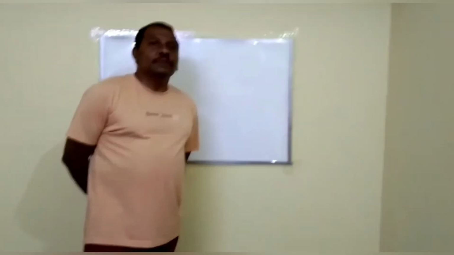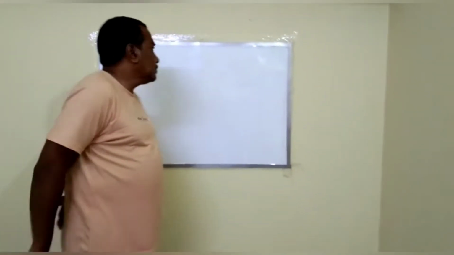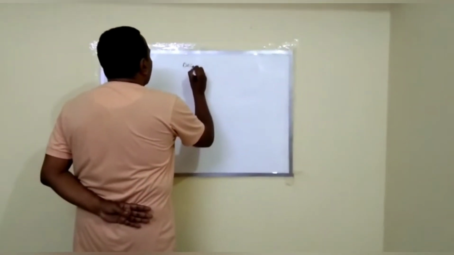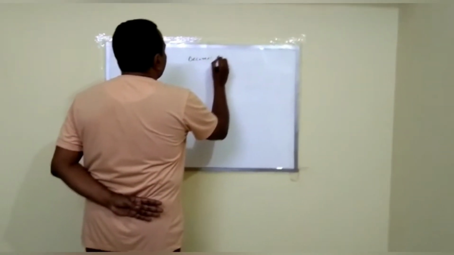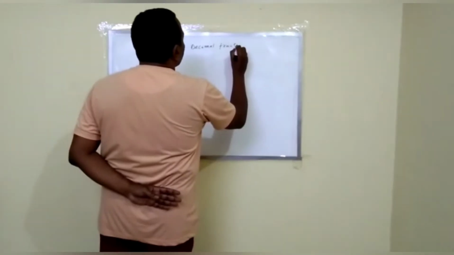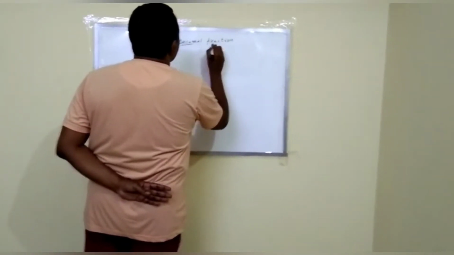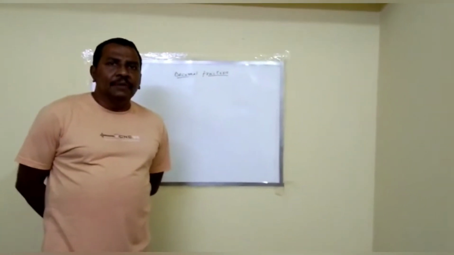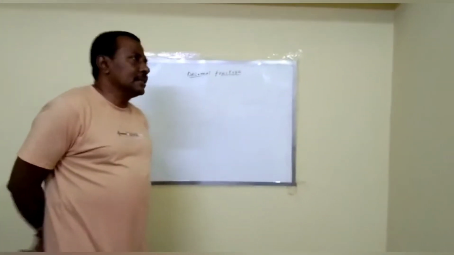We are discussing the decimal number and the decimal fraction, and we will continue with the decimal fraction. So what is a decimal fraction? A decimal fraction is a fraction in which the denominator is a power of ten.